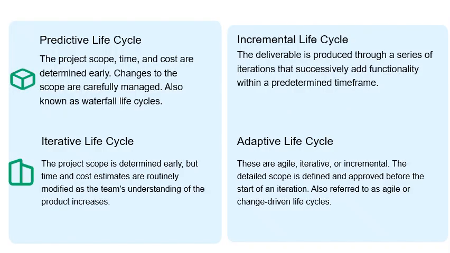What is a predictive life cycle? It means that the project will have a scope, time, and cost which are predetermined before the start of the project. The changes to the scope are carefully managed, and it is also known as the waterfall life cycle. Next, incremental life cycle. Here, the deliverable is produced through a series of iterations that successively add functionality within a predetermined time frame.